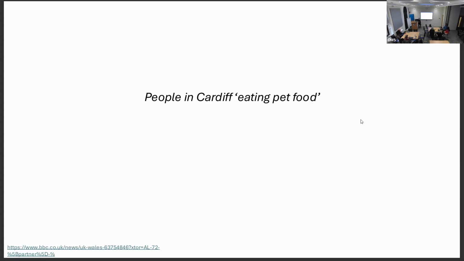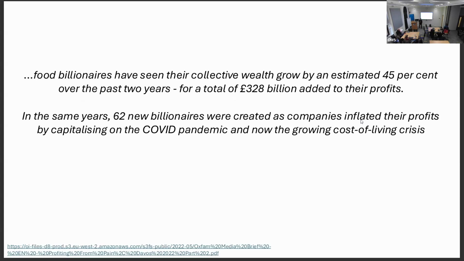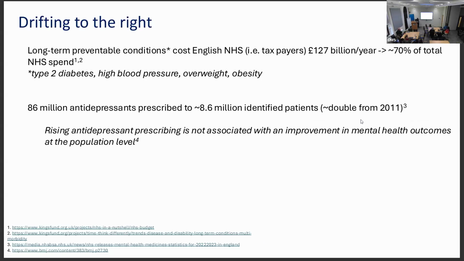This was during the pandemic, when we had the cost of living crisis and the heating versus eating debates. This was in the BBC. And then you look at the other side. During the cost of living crisis, there were 62 new food billionaires minted. 62. These are bonkers. The profits increased by 45%. This was done by Oxfam. But what's going on? People in Cardiff eating pet food, and then these guys are wondering which new Ferrari to buy.